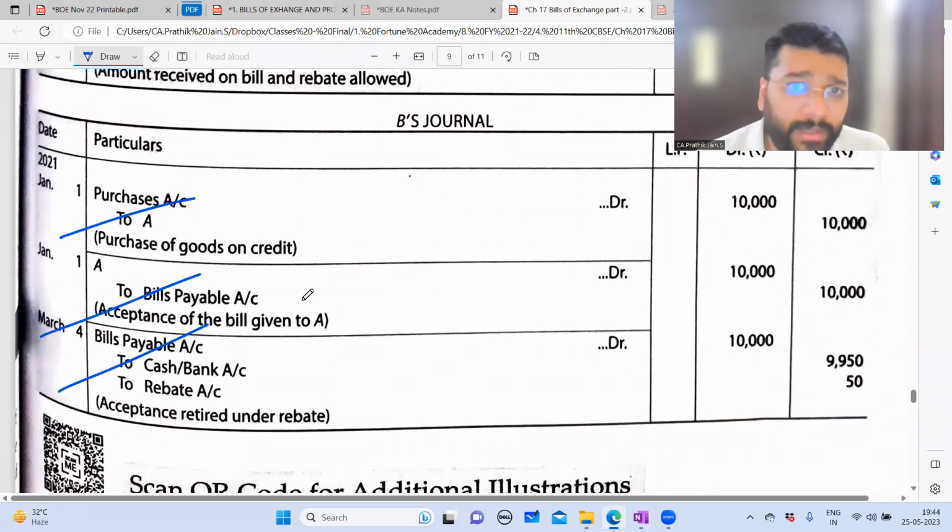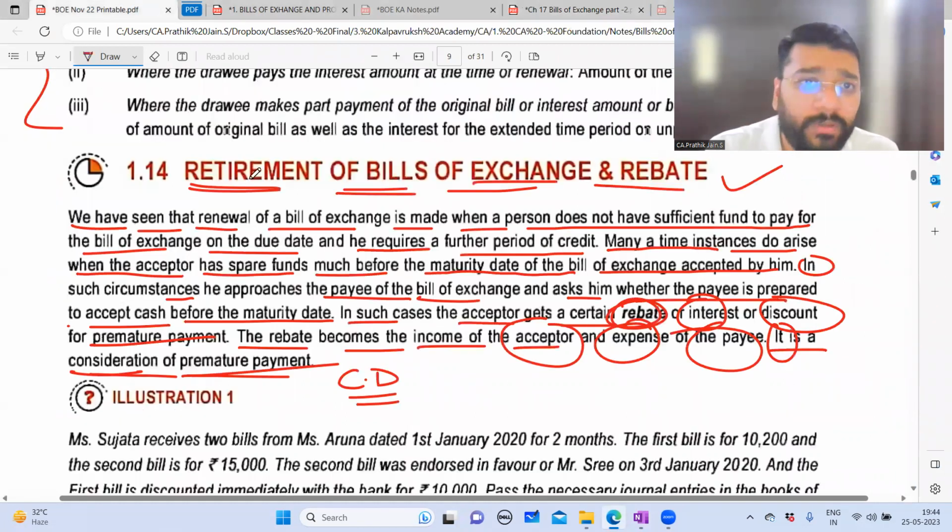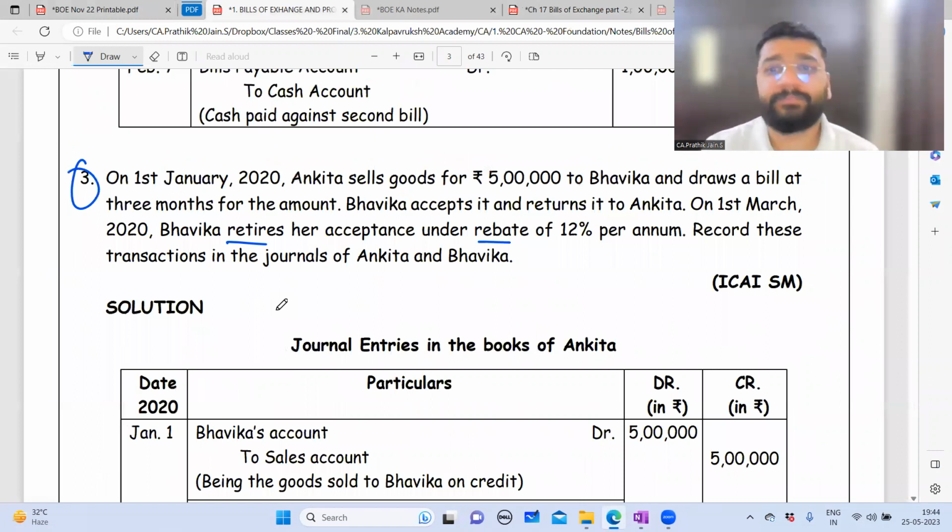No response from online people. Hello. Yes, sir. My dear friends. Yes, sir. Very good. Third question. In the ICA study module, third question. Can we do it?